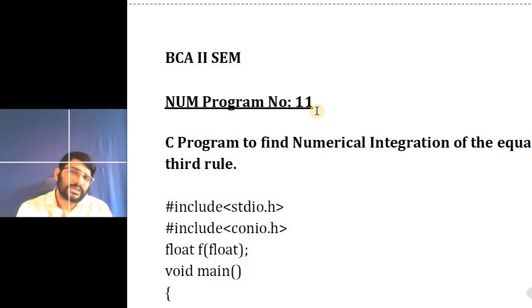So if you understand and prepare well for the trapezoidal rule, the same logic can be applied for these three aspects. So this is about program number 11, program to find the numerical integration of the given equation by using Simpson's one-third rule.